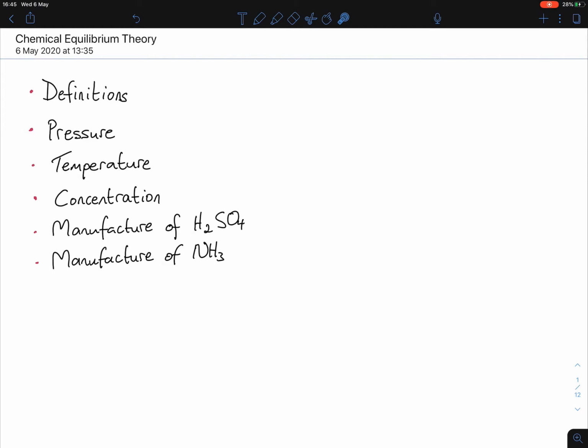Pressure and concentration are generally okay. Temperature is the one that catches students, and if you overthink it, it can be problematic. So sometimes it's best to learn off the definitions and the rules, and not overthink it as best as possible. And then you've got the manufacture of H2SO4 and NH3. That usually comes under the umbrella of why we do not use low temperatures, or why we do not use high pressures, and trying to find a balance, an equilibrium as such.